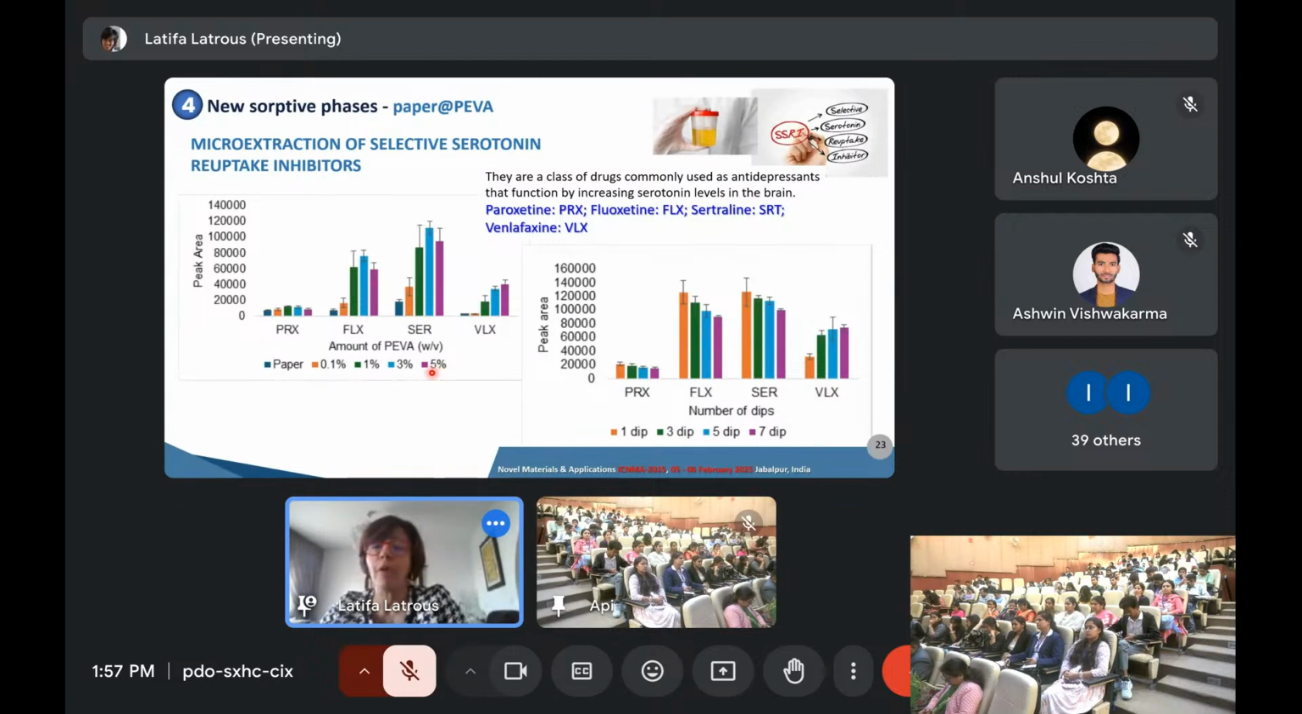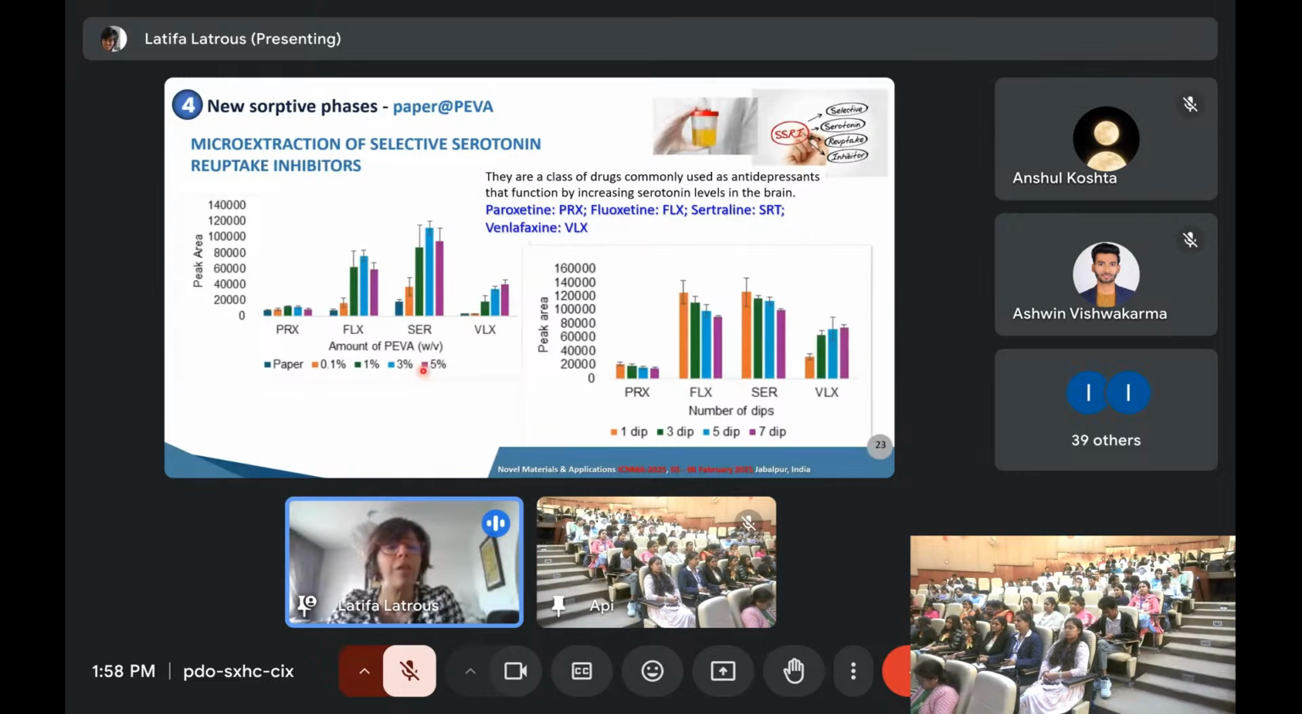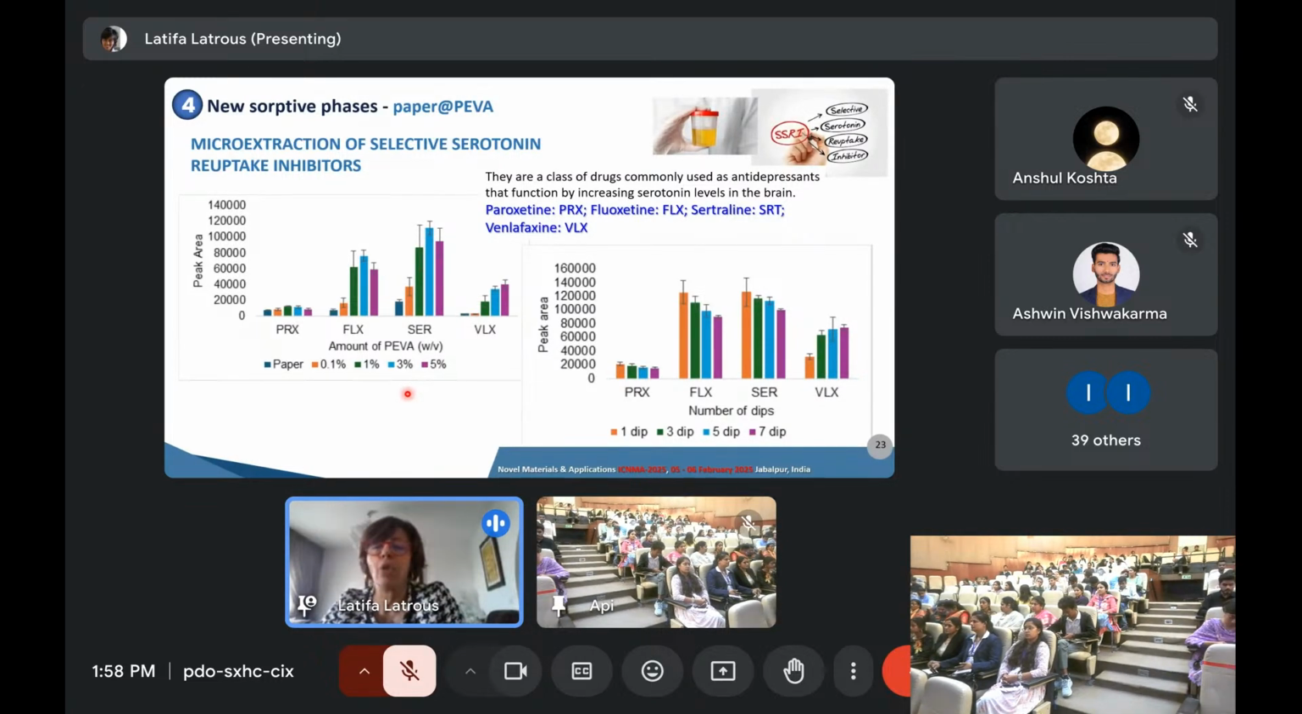For comparative purposes, the extraction performance of unmodified paper was also evaluated. The results demonstrated the importance of the polymer in the extraction of the analytes, because the presence of the polymer increased the extraction of analytes. The best results were obtained at different PVAc percentages, and 3% was selected as a compromise between the analytes.